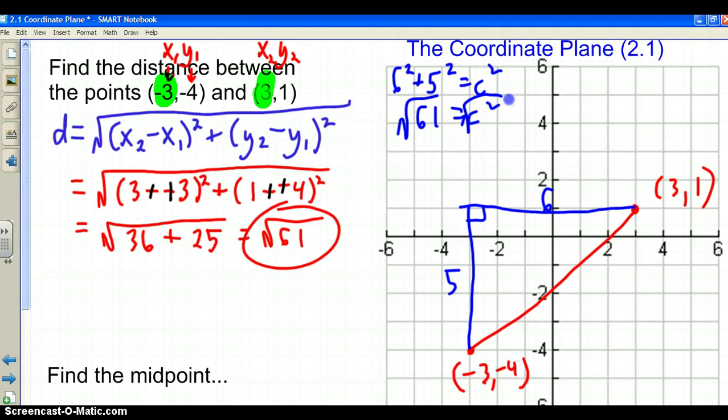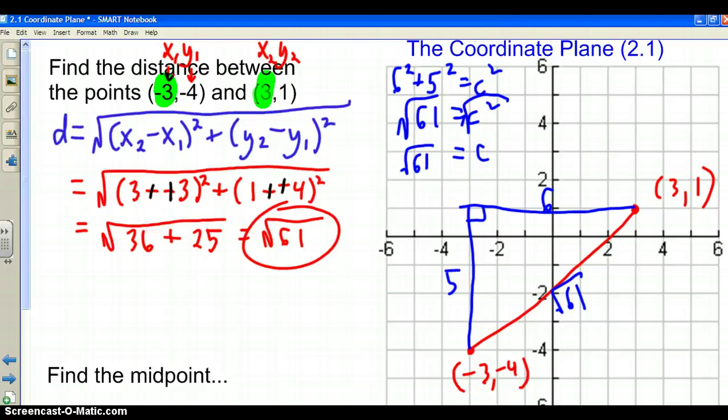Do I have to put plus or minus right here? I don't think so. The reason is we are talking about a distance here. And so the distance is square root of 61, or approximately 7 point something.